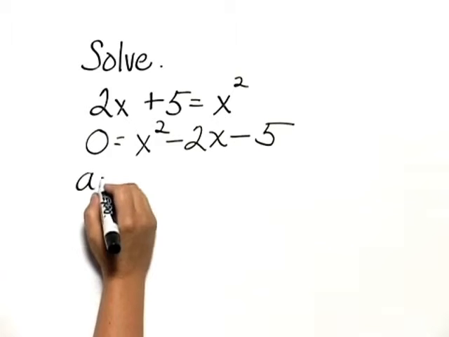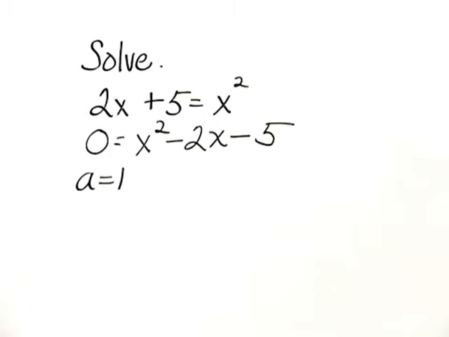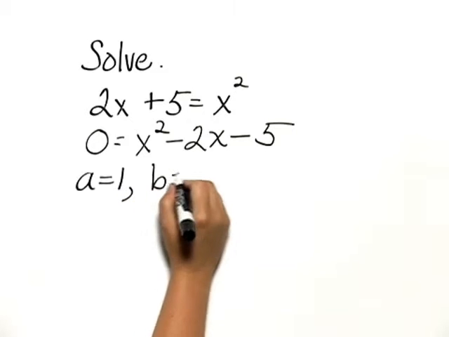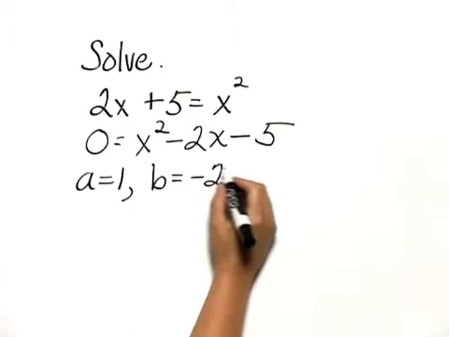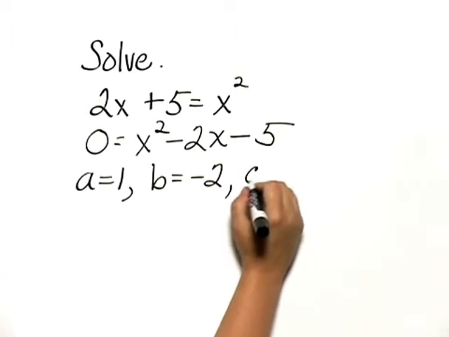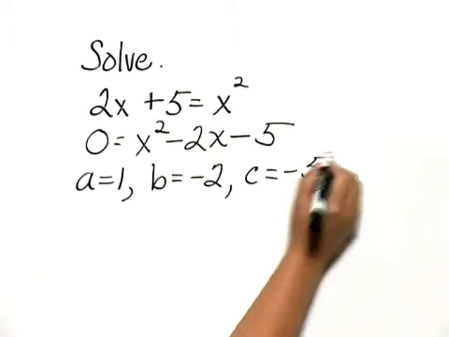We have a equals 1. That's the coefficient of the x squared term. B is negative 2. That's the coefficient of the x term. And c is negative 5.